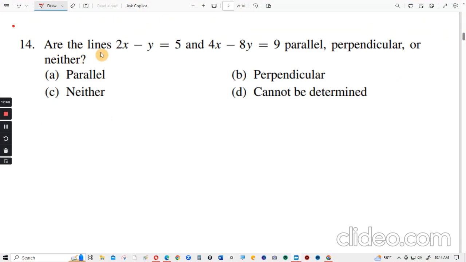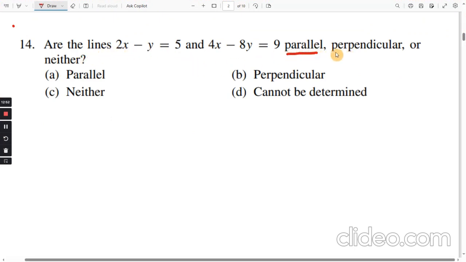Number 14, they give us two line equations. They want us to know if it's parallel, perpendicular, or neither. If they're parallel, they have to have the same slope. If they're perpendicular, the slopes are going to be negative reciprocals. So either way, we need to find slope. So let's start with the first equation, 2x minus y equals 5.